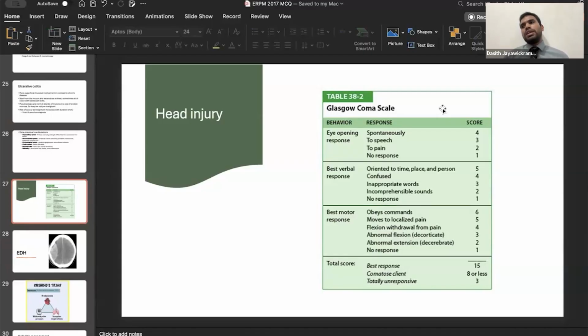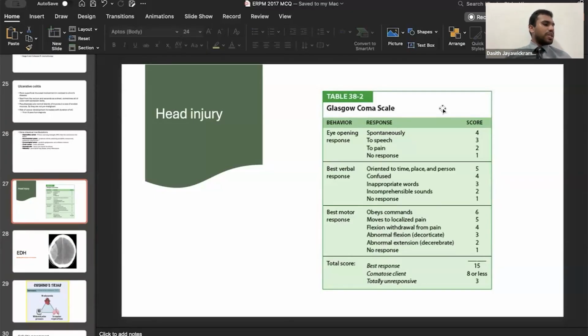It is 3. If the patient is basically dead, does not open eyes to anything, does not speak, and does not do any movements, then it is 1, 1, 1. That is 3. Even a dead person will have a GCS of 3. Just remember that, it is very important.